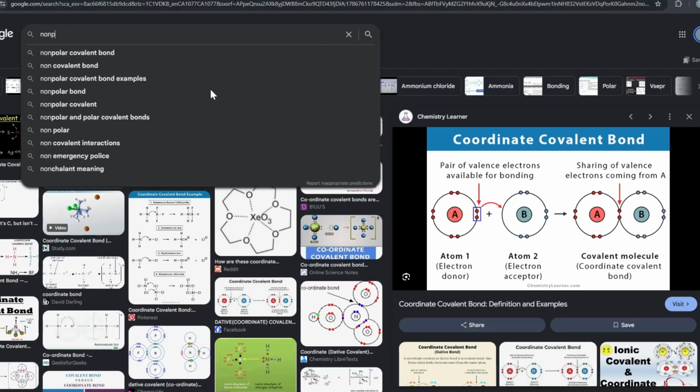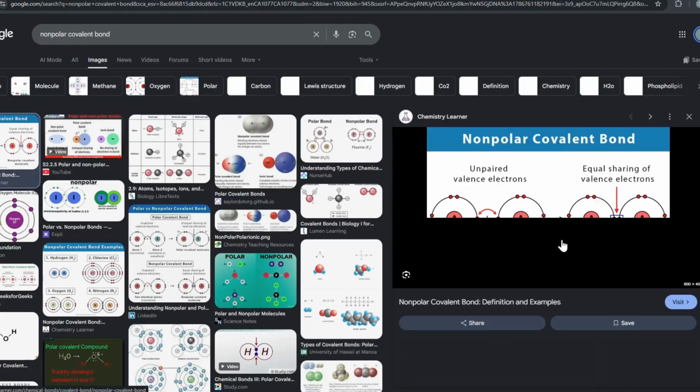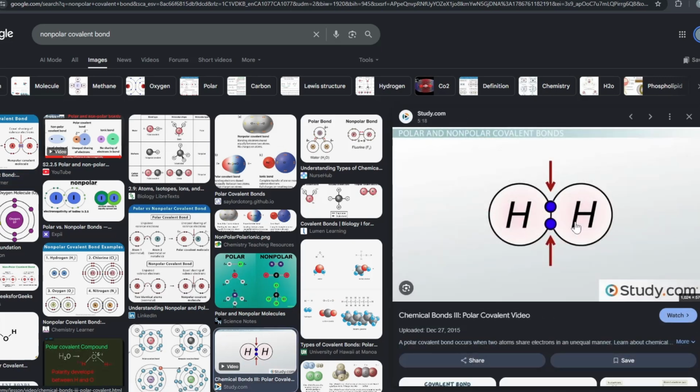Let's look at a nonpolar covalent bond example. So here's your nonpolar covalent bond, right? Each of them shares. There's an equal sharing, right? And it looks like that, right? So this hydrogen is sharing with this hydrogen, right?